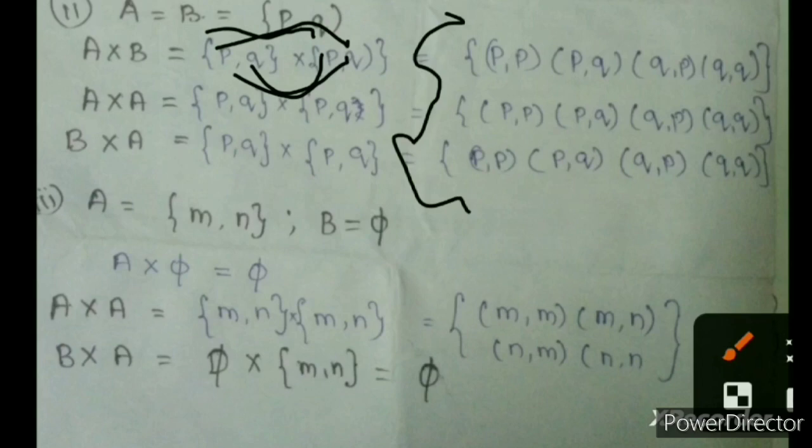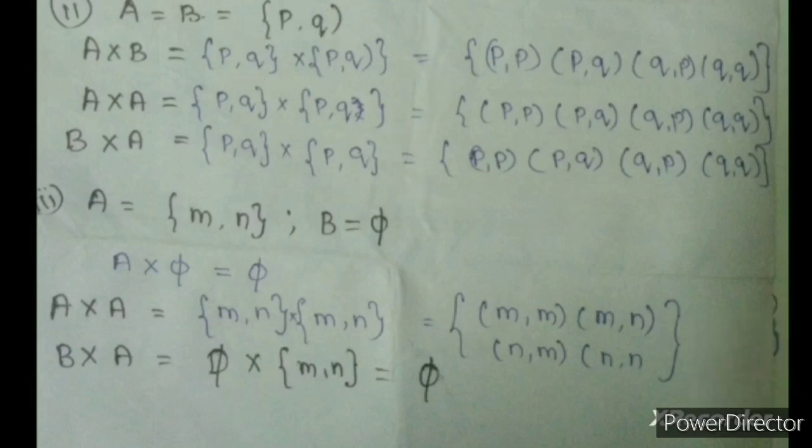Going to the third sum, A is equal to M and N, B is a null set. If any one of the sets is null, what is the answer? The whole answer is also null. This is one of the notes. We had learned it in this video.